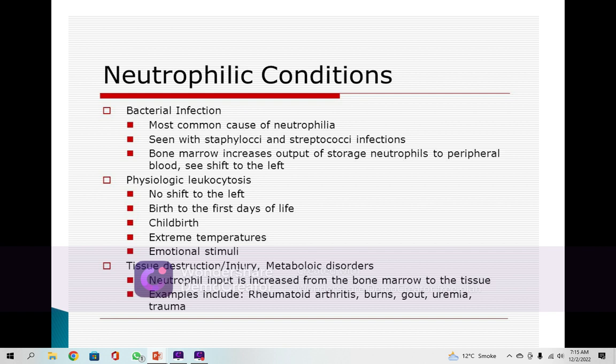In the right shift, the more mature neutrophils are seen. If it is a left shift, it is rather predominantly immature types of neutrophils.